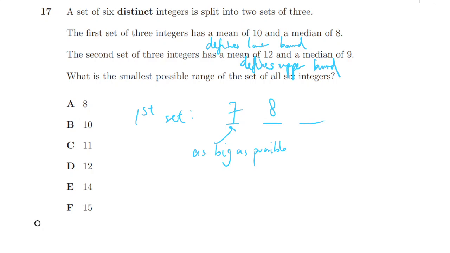Now I have a mean of 10, so the last number is 15, because the sum of these 3 numbers must be 30. 10 times 3 is 30. So 30 minus 7 minus 8 gives you 15. Cool, that's my first set.